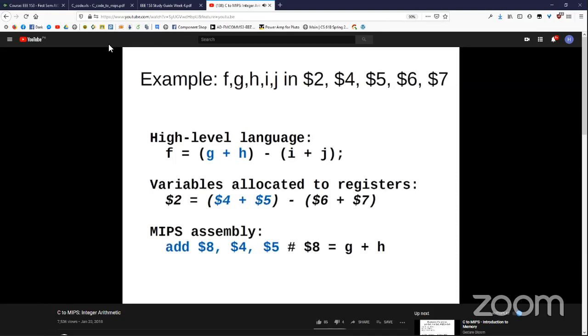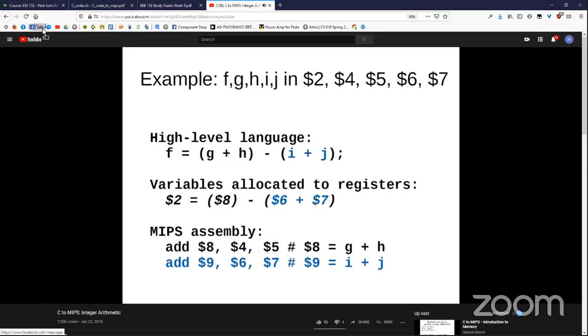$8 is a register that hasn't been allocated to any variables. It is a temporary storage location for the intermediate result generated for the addition of G and H. The next sub-expression to calculate is I plus J. This is $6 plus $7, so the MIPS assembly instruction is add $9, $6, $7. Here again, $9 is a temporary register that's allocated to store the intermediate.